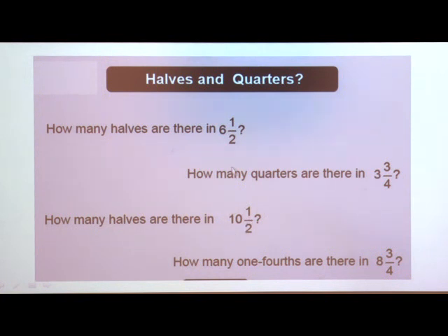So what we have to do here is find out how many halves will be there. How many halves are there in 6? 6 is a whole, so there will be 12 halves, and with this 1 half it is 13. So 13 halves will be there, and how many quarters will be there? That also we have to find out. How many 1/4 are there in 8 whole 3 upon 4? So we will see one by one how to do it.